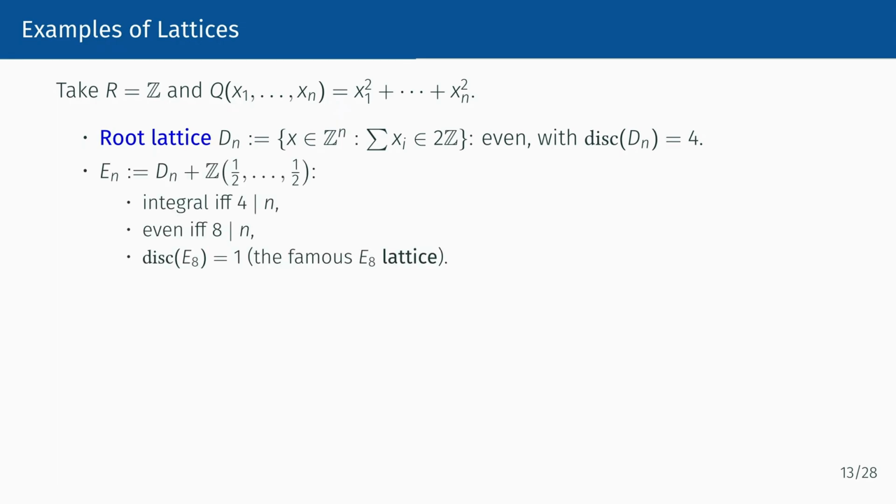One can also construct a lattice from this Dn by adding one vector, just the vector with all entries a half. And we usually call this lattice En. Notice that it's integral if and only if n is divisible by 4, because of all these halves squared to a quarter. And it will be even if and only if n is divisible by 8. So when n is divisible by 8, this lattice is both integral and even. And again, it's not too difficult to see that its discriminant is 1.